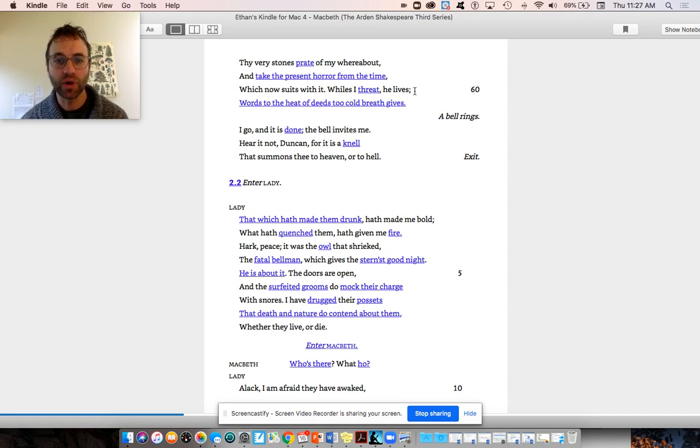And he says, "Whilst I threat, he lives. Words to the heat of deeds too cold breath gives." And this is a difficult sentence, and Shakespeare really likes to end verse lines with verbs. It makes it very active. And look how it rhymes too. He gets lives and gives.